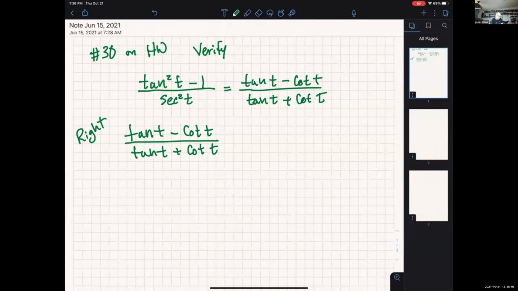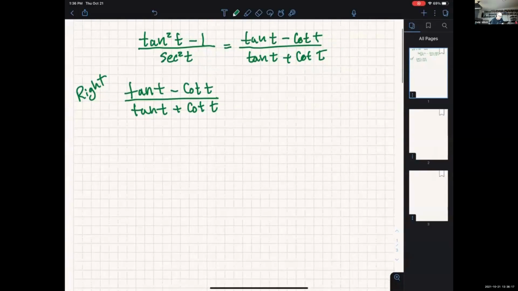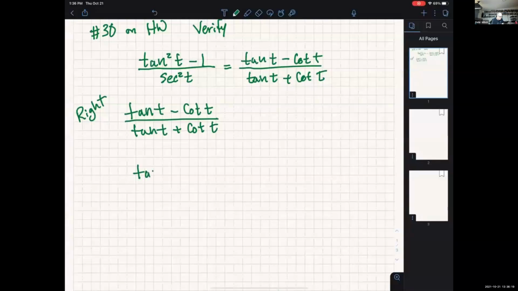So since cotan t is just the flip of tangent t, I'm going to try converting the 2 cotangents into tangent and see if we make progress that way. So from what we have here, I'm going to write that this could be tangent of t minus cotangent is 1 over tangent of t. So the cotangent in the top here can be written that way. And so can the one in the bottom. So then I have tangent of t plus 1 over tangent of t.